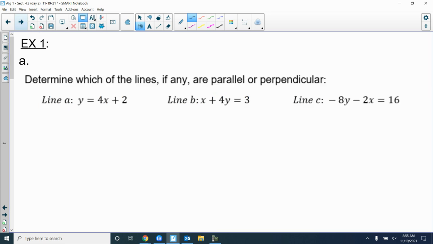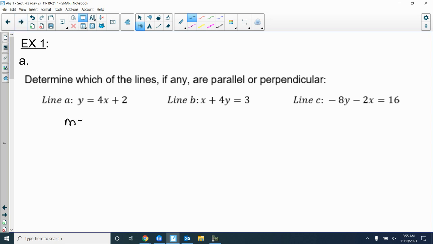Now, it's similar to yesterday. I'll give you a line. You got to tell me whether they are perpendicular, but you got to get y by itself for each of them. You can't just look at it and say A, B, and C. So let's do that for this one. So for A, y is by itself. What's the slope for A? Damien?